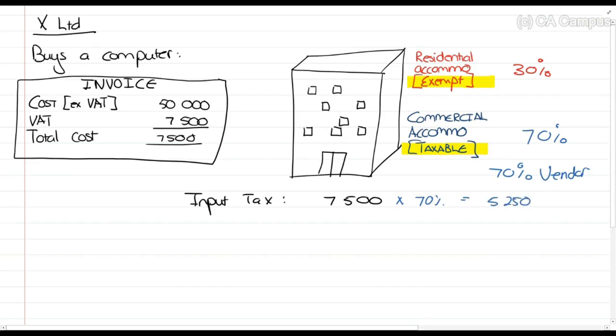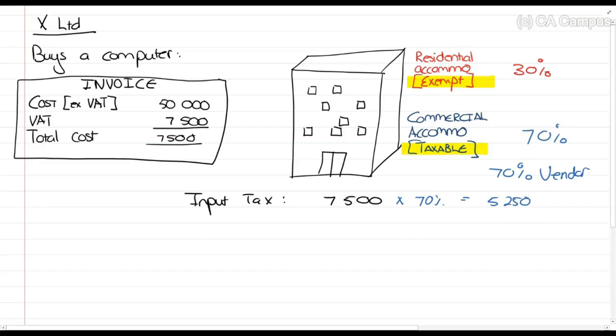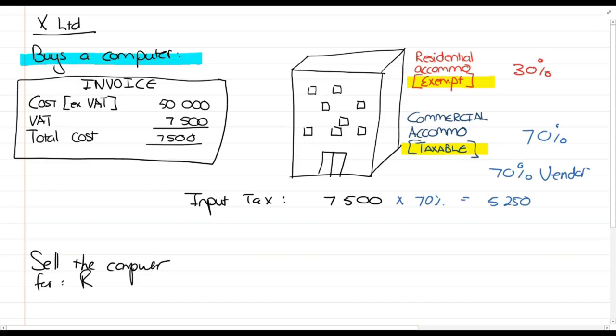Now, when we looked at that section, we said that output tax is always accounted for at 100%, except for fringe benefits, indemnity awards, and change of use, which we'll all study next week. Now, what does this mean for you? I want you to understand. Let's say this computer that I've purchased, I now go and I sell the computer for, let's say, 60,000 rands ex VAT. Now remember, I've bought it and I'm using it 70% to make taxable supplies. What will my output tax on this be?